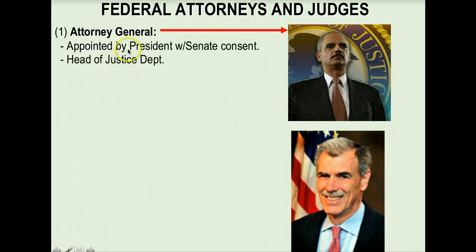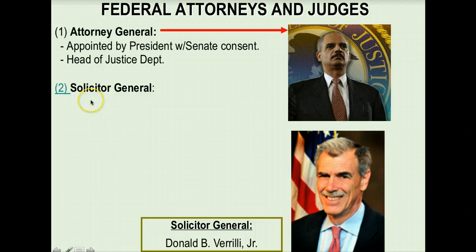Just like any other official, he is appointed by the President with the Senate's consent. Good old checks and balances. His number two is what's called the Solicitor General. The current Solicitor General's name is Donald Verrilli, Jr. Now, why is this important? Two reasons. First, it's on the AP test every year. They always have a question about the Solicitor General.